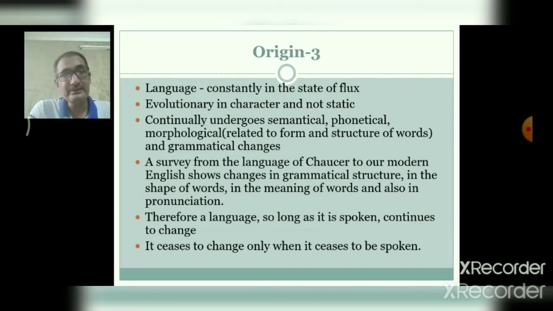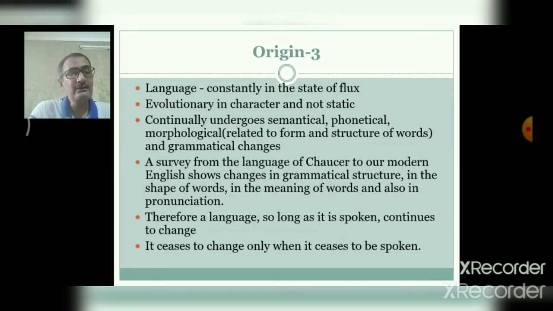Then the third one is morphological change. Now as I have put it into brackets, related to the form and structure of words. So morphology deals with the spellings of words, the structures of words, maybe larger structures used in a language. So these kinds of morphological changes also take place in a language, and at last grammatical changes. You will find a number of grammatical changes in our language with the passage of time.